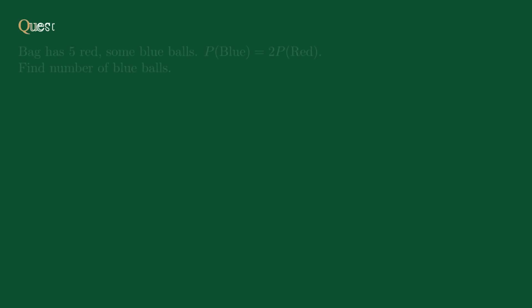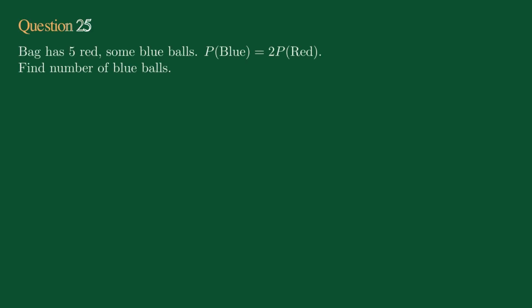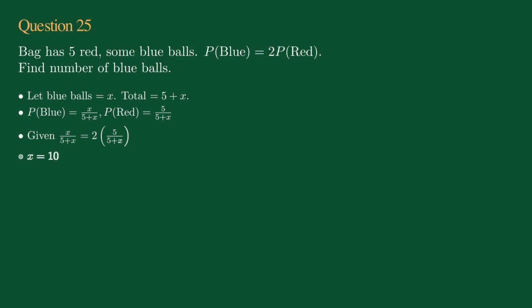Question 25. A bag contains 5 red balls and some blue balls. If the probability of drawing a blue ball is double that of a red ball, determine the number of blue balls. Let the number of blue balls be x. The total number of balls is 5 plus x. The probability of blue is x over 5 plus x, and red is 5 over 5 plus x. Given probability of blue is twice probability of red, we equate and solve for x. There are 10 blue balls in the bag.